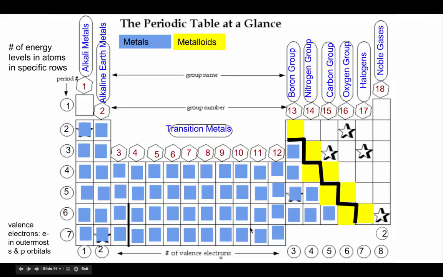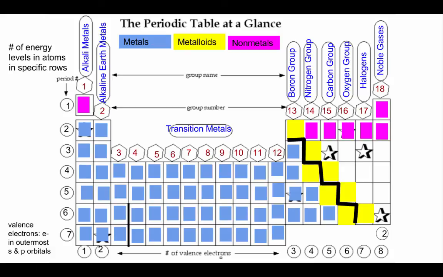All right, the last ones are the non-metals. And those, in the first row, both of those are nonmetals, right? Because the noble gases are gases, and hydrogen, although it can be in other forms, is generally a gas. And then the nonmetals fill out the rest of the periodic table. All right. So there is our periodic table at a glance.